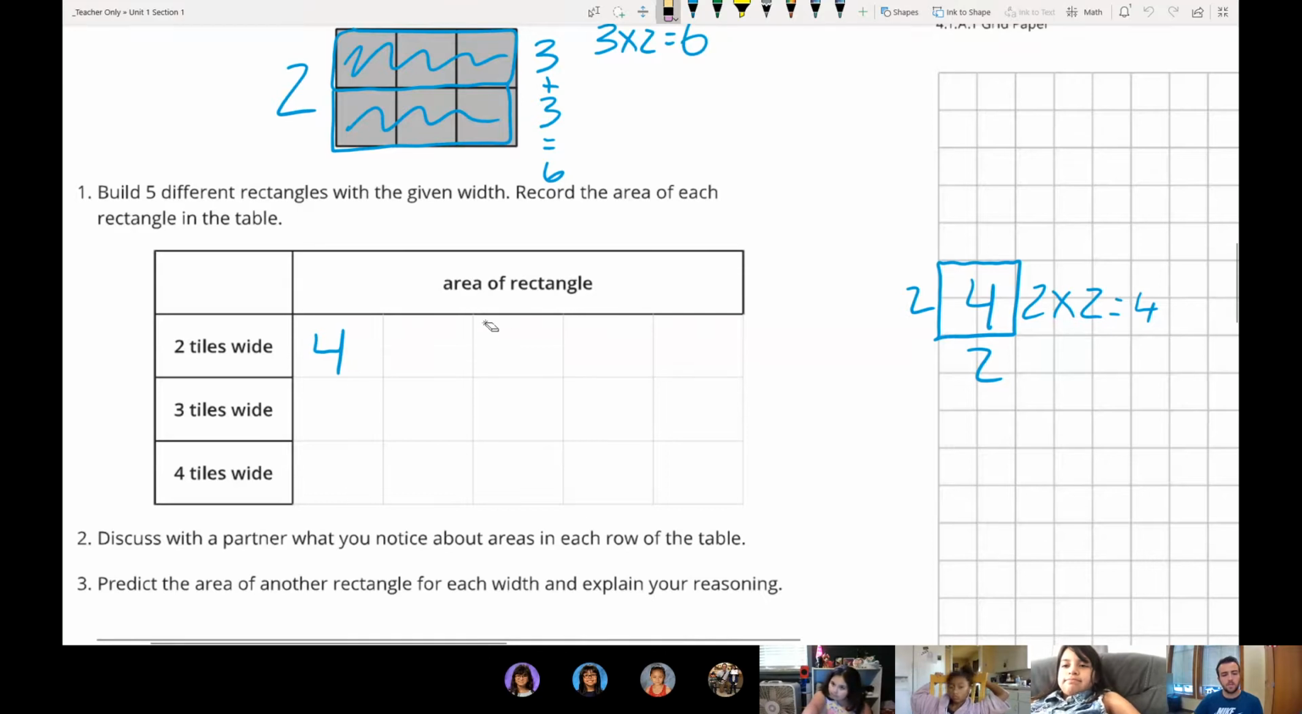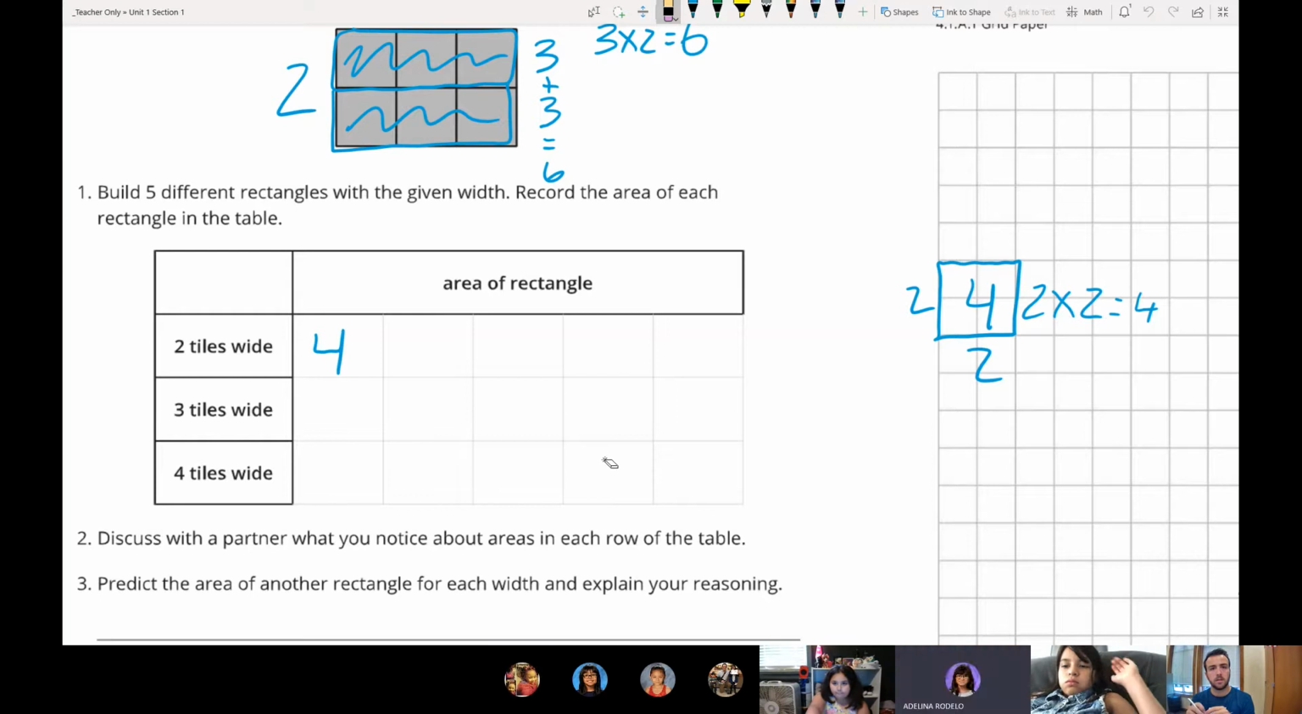Okay, so come up with 2 or 3 more that are 2 tiles wide, then a couple more for 3 tiles wide, and then 4 tiles wide. So I'll give you maybe 2 minutes to do that, 2 or 3 minutes. Maybe longer if we need it. But Adelina, do you have a question?